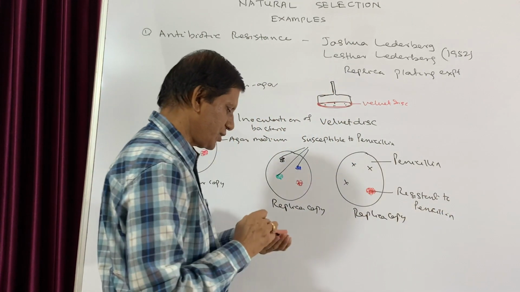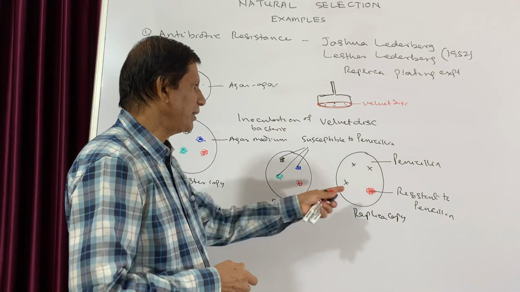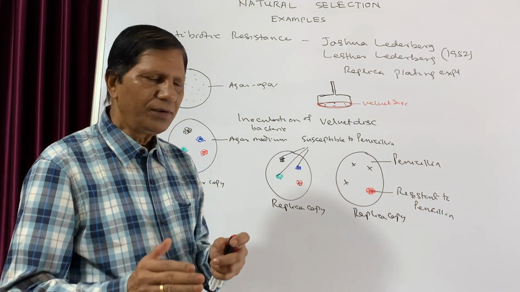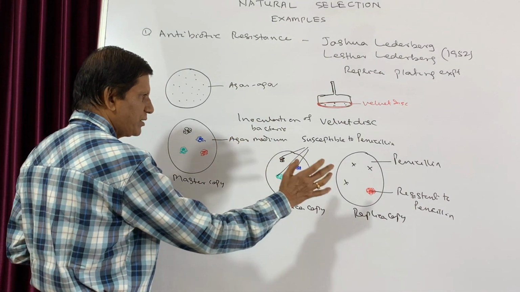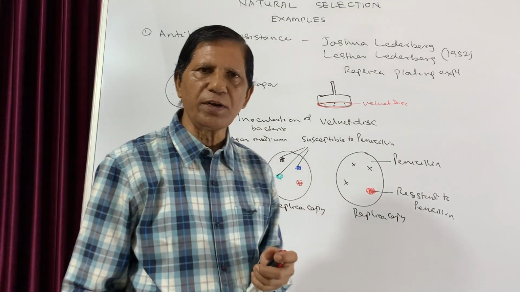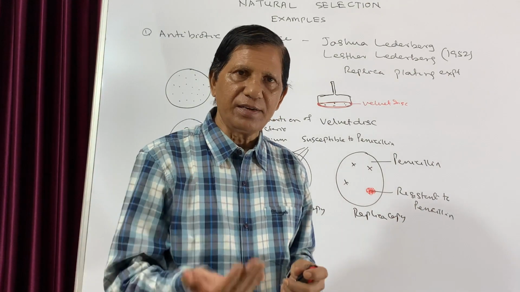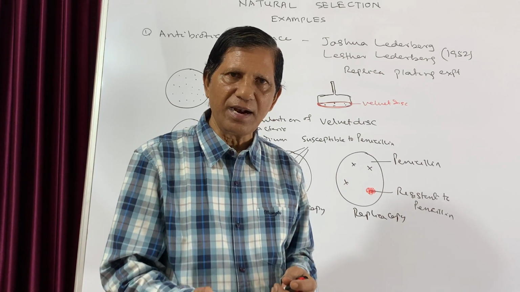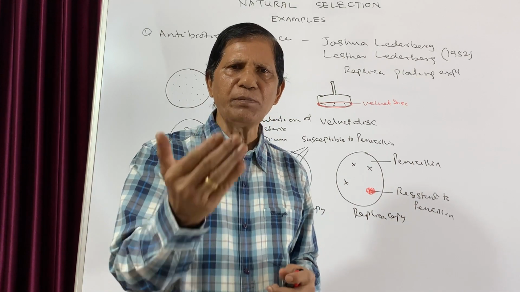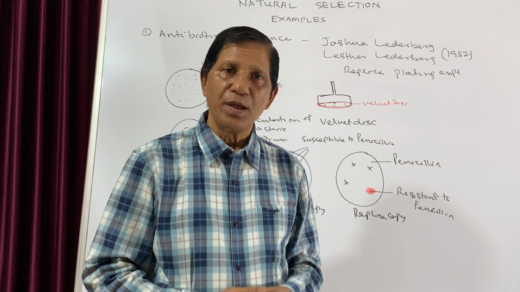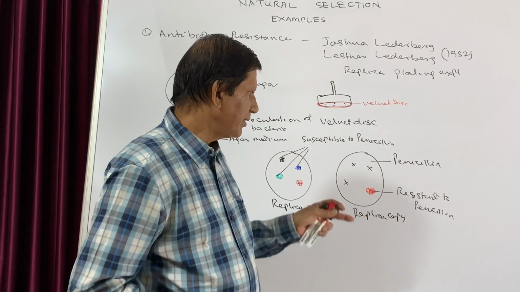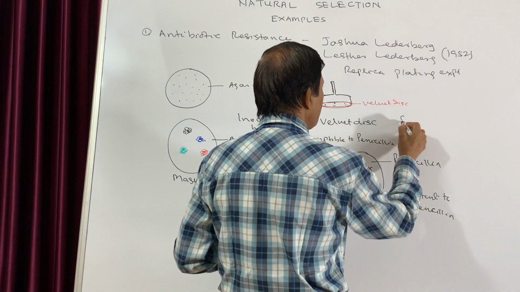Now one question comes: where did this penicillin resistant bacteria come from? It is seen that this penicillin resistant bacteria was present in the original bacteria colony. The normal bacteria had mutated and become resistant, but it was not getting a chance to multiply because other bacteria were there. But when antibiotics killed the susceptible ones, now this bacteria has selective advantage.